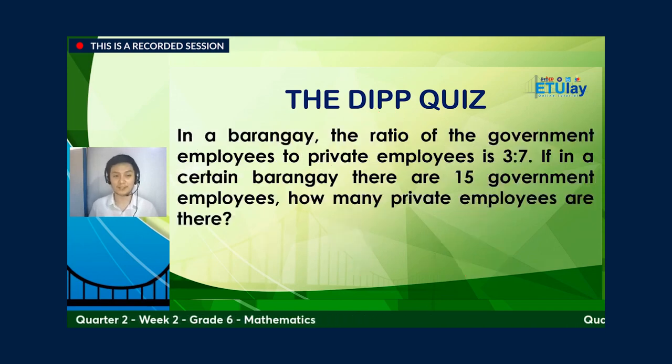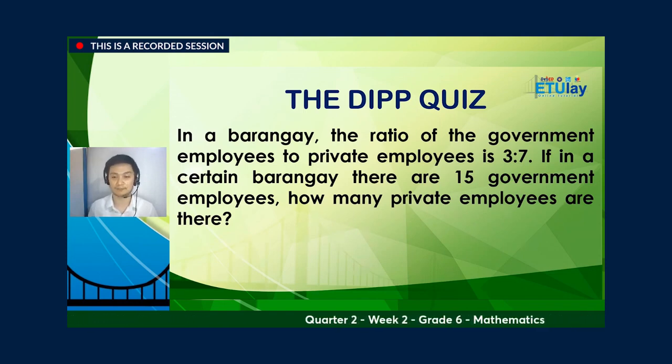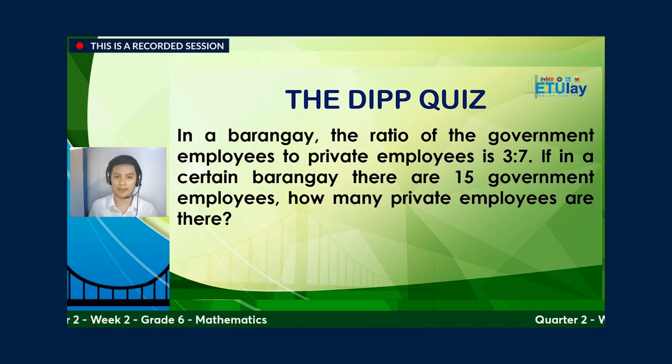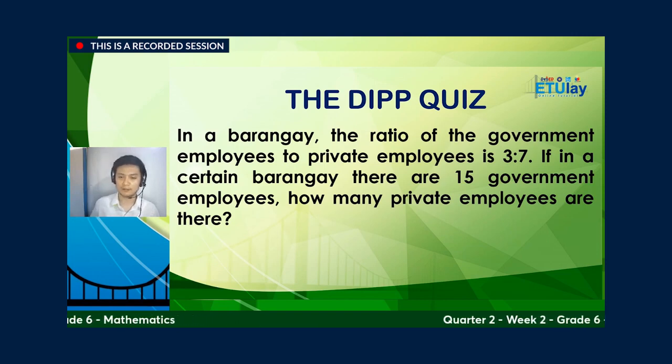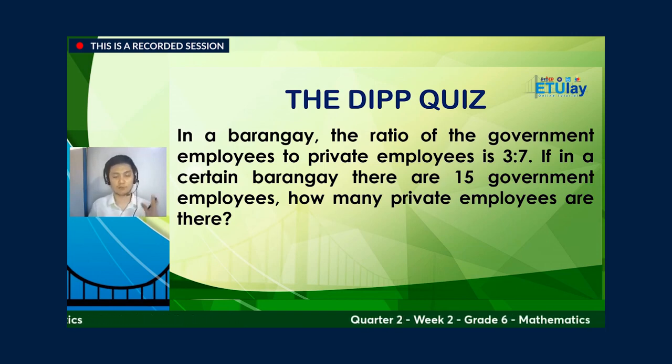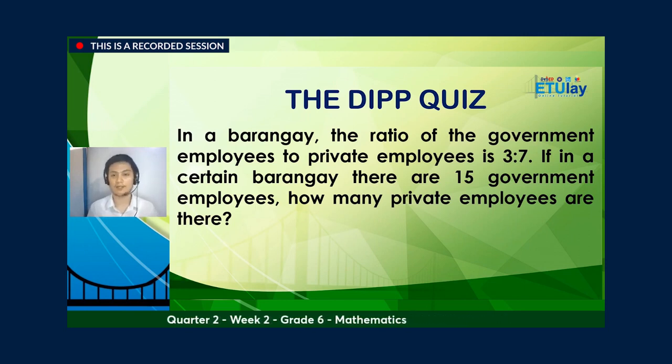Let's have the next one. In a barangay, the ratio of the government employees to private employees is 3 is to 7. If in a certain barangay, there are 15 government employees, how many private employees are there? Ayan. So logically, kapag tumaas yung bilang ng government employees, tataas din naman ang bilang ng private employees. Ito ang magiging guide natin.